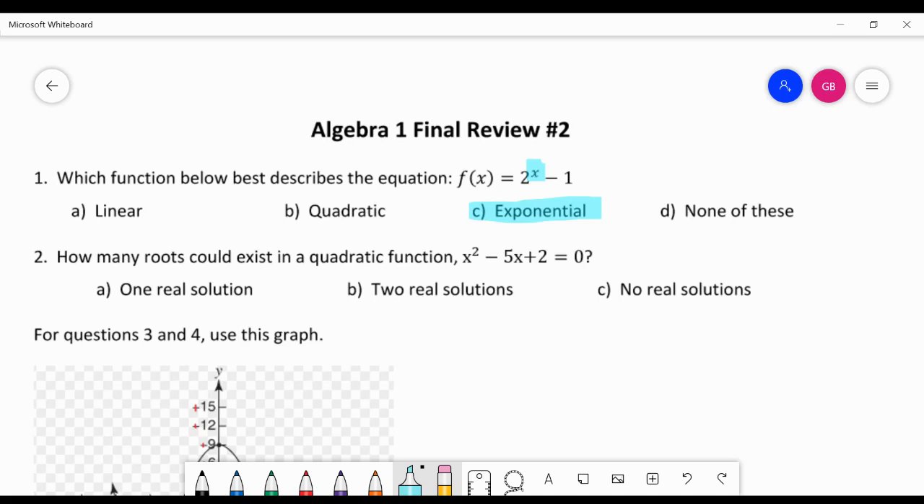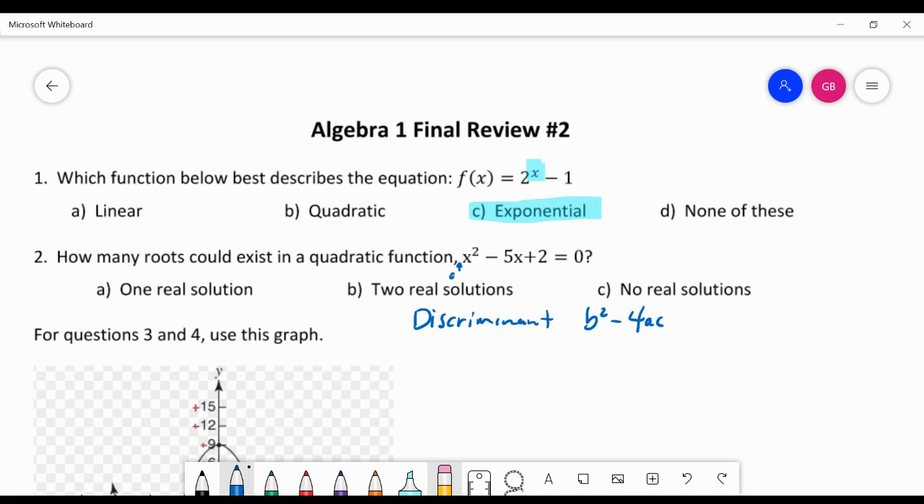Number two, how many roots could exist in a quadratic function x squared minus 5x plus 2? For this, you want to find the discriminant. And the equation for that is b squared minus 4ac.